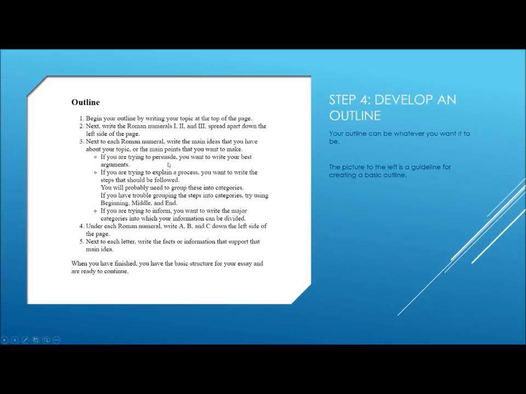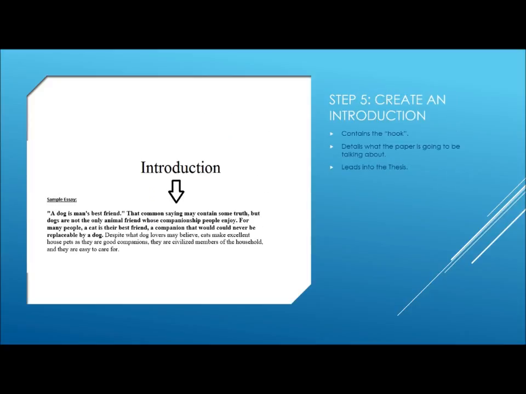Step 4 is to develop an outline. This will be specific to your paper and thesis. There are many ways to do this, but make sure that your outline gets the gist of your intro, middle, or body, and conclusion paragraph. They will be based off of your thesis.